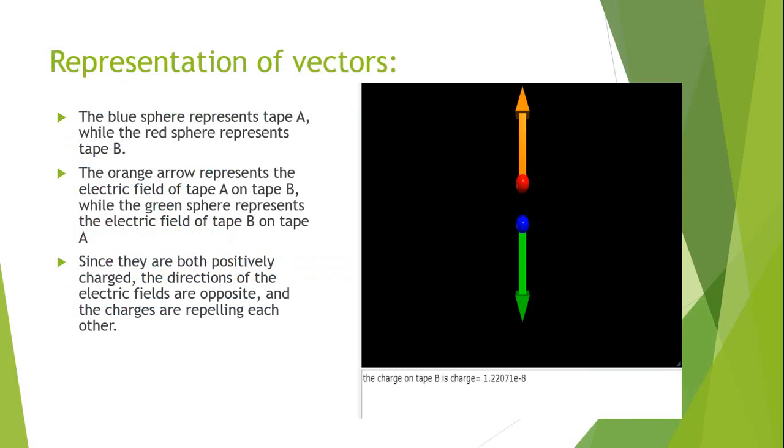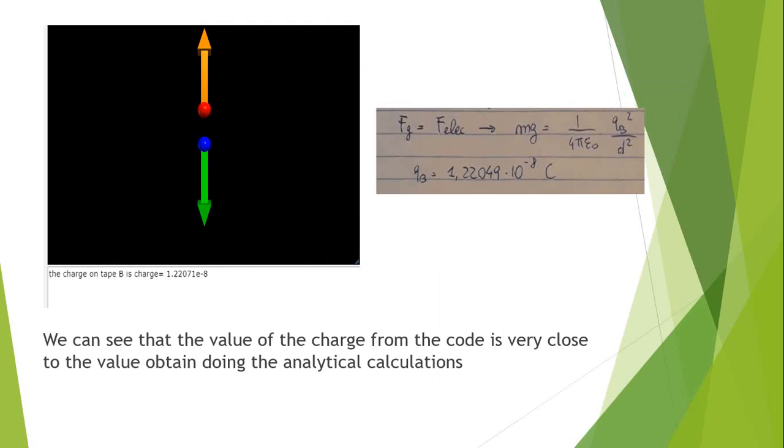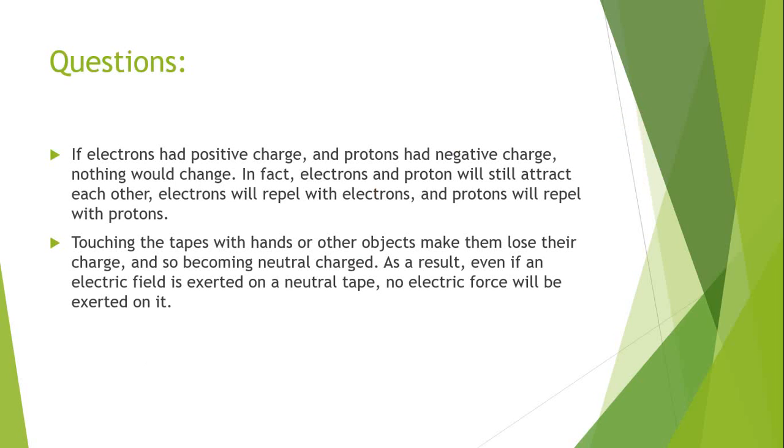As we can see here, the blue sphere is tape A, and the orange arrow is the electric field of tape A on tape B, and the red sphere is tape B, and the green arrow is the electric field of tape B on tape A. Since they're positively charged, the directions of the electric fields are opposite, and so they are repelling each other. Here I wanted to point out that the charge that I got from the code is pretty much the same as the one that I got analytically.